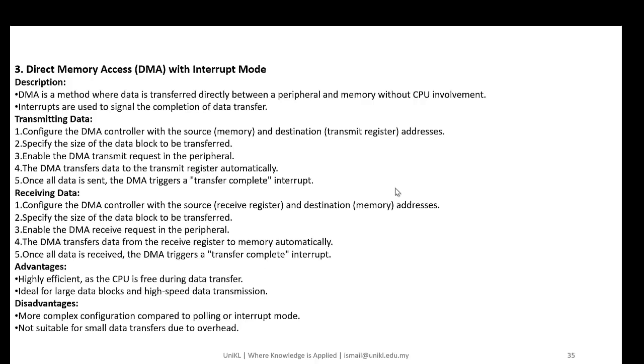Direct memory access means now we are using another controller to transfer the data. So that's the difference between interrupt mode and direct memory access, right? It's highly efficient as the CPU is free during data transfer, ideal for large data blocks and high-speed data transmission. The disadvantage is more complex configuration compared to polling or interrupt mode. Also, it's not suitable for small data transfers due to overhead.